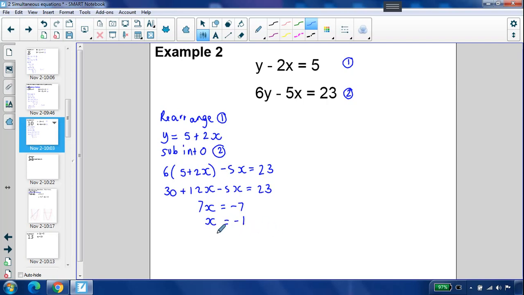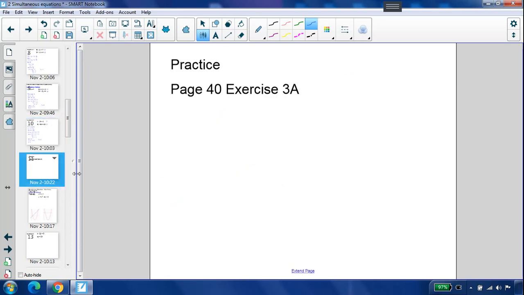So now I'm going to substitute this into here. So when x is equal to minus 1, y is equal to 5 plus 2 multiplied by minus 1. Well, that's going to be minus 2, so I'll have 5 minus 2, which is 3. So the coordinate would be minus 1, 3. Now I'd like you to pause the video and have a go at exercise 3A on page 40.